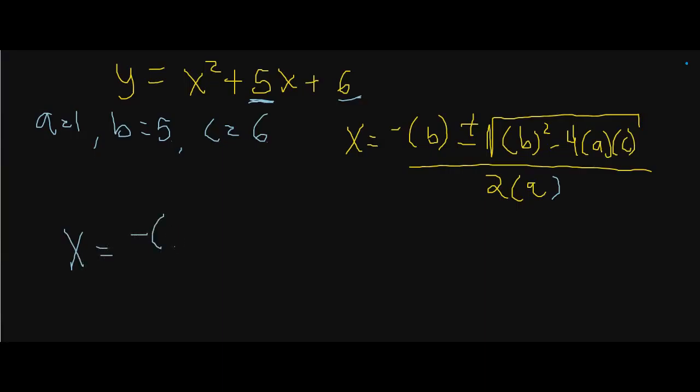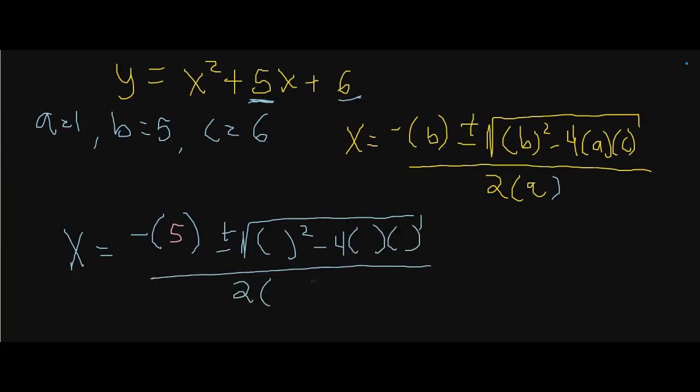So we're going to get x is equal to negative, and I'll actually do color coordination here, we're going to get 5, because this is 5 and this is B. Well, b is equal to 5, so we just replace it, and it's going to be plus or minus the square root. I'm going to just write it like that, we're going to get a here and c here, and this is all divided by 2a.